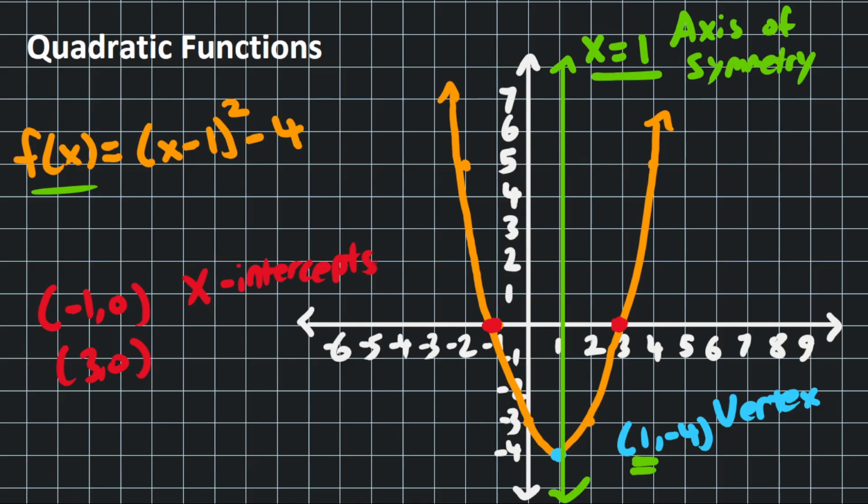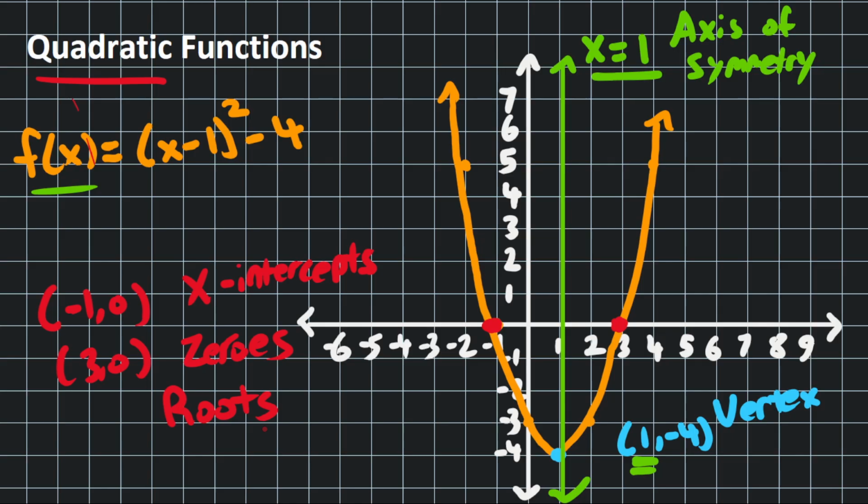So these are the x-intercepts because these are the x values of this function when y equals 0. In the case of a quadratic function, these can also be called zeros, or they can also be called roots. So these are the roots of the quadratic function.